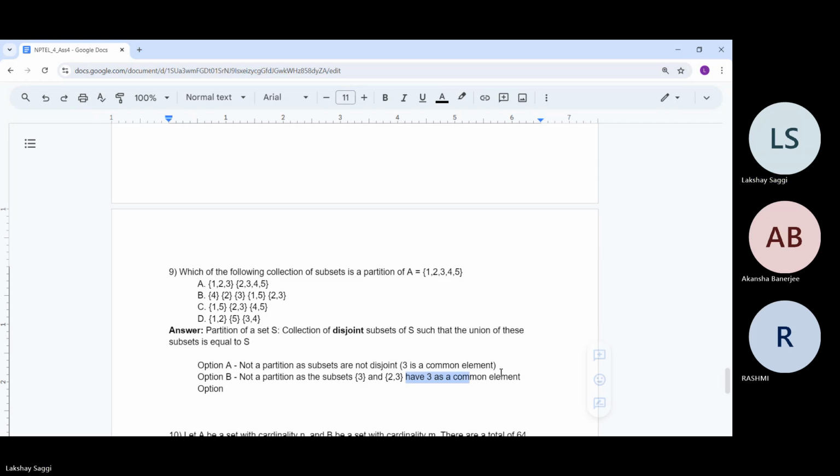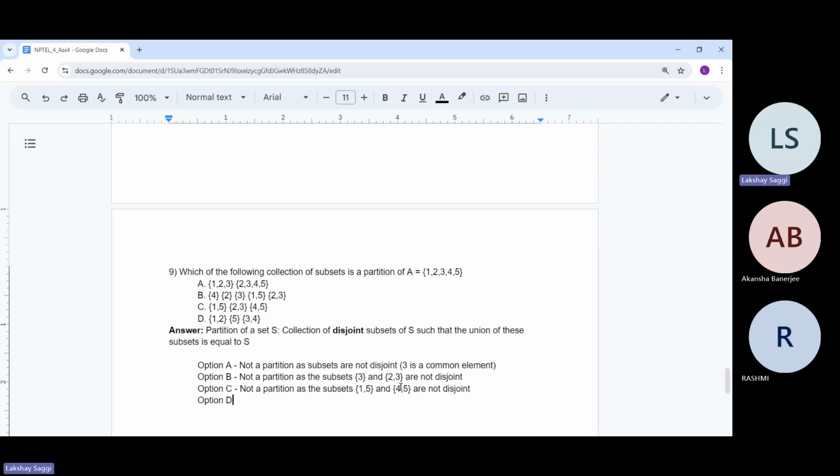Or maybe just write on that, not disjoint. Yeah. Similarly, we go to option C. Again, in option C, we see the subsets are 1, 5, then 2, 3, then 4, 5. So again, it's very easy to see that 5 is a common element between these two. So this is also not a partition. So I'll just write it down. Not a partition as the subsets 1, 5 and 4, 5 are not disjoint.